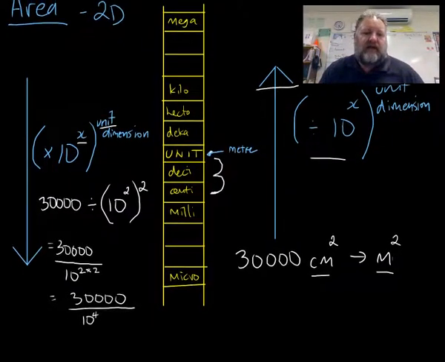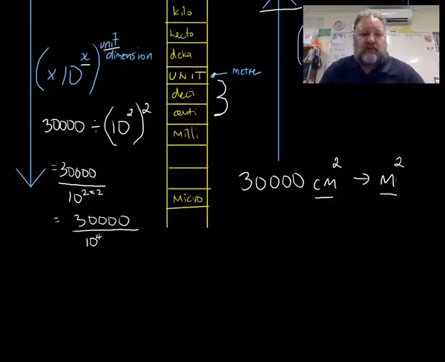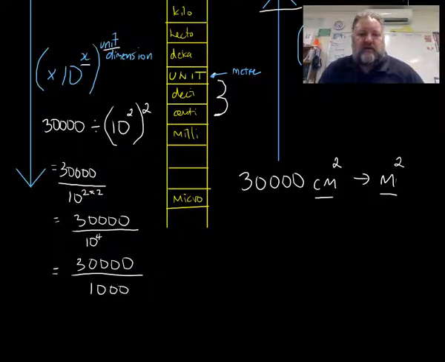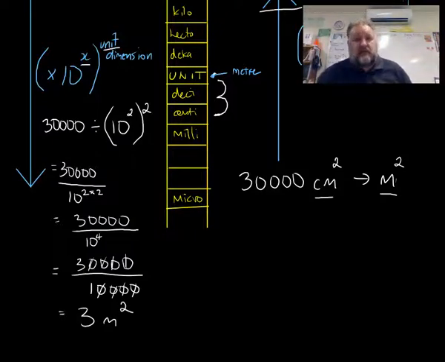And we know that 10 to the power of 4 is just a 1 with 4 zeros. So 30,000 divided by 1 with 4 zeros. And I can do some cancelling of zeros on the top and the bottom because they're just dividing out. And I get 3 divided by 1, which is 3 metres squared. Don't forget to put the appropriate unit on the end of that. So 30,000 centimetres squared is equal to 3 metres squared. And that is how you use the conversion ladder for 2 dimensions.